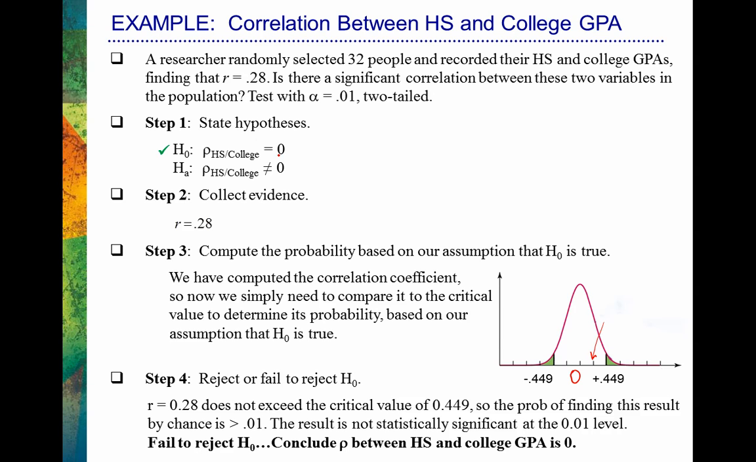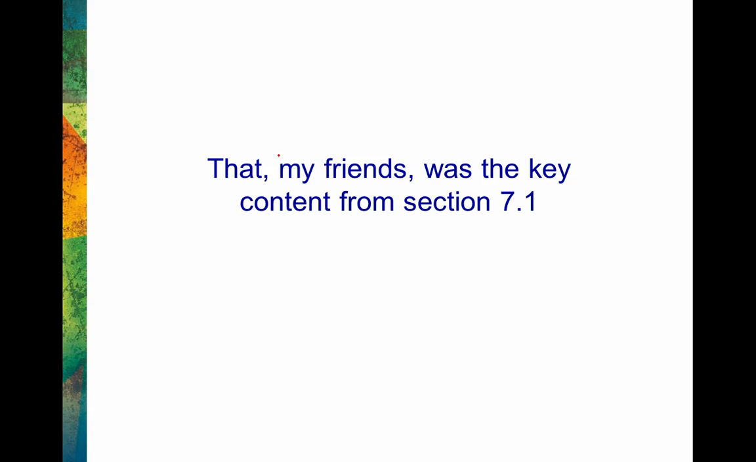All right, everybody, that was a lot to take in for right now, but you've got a really good basic understanding of how to compute correlation coefficients and how to use our 4-step process to determine if they're statistically significant. That is the key content from section 7.1. The content from the other sections is much more brief. For now, that is all.